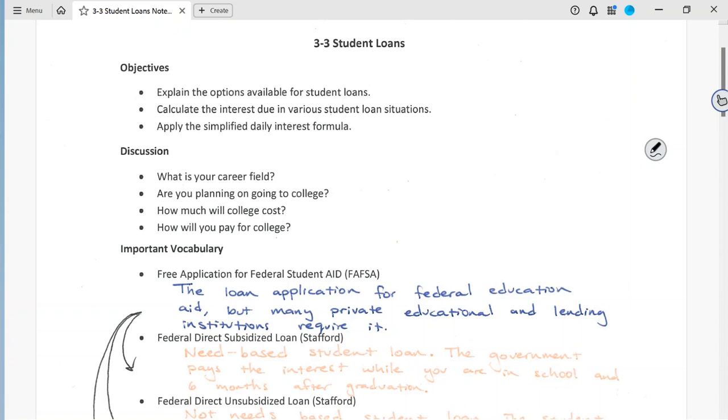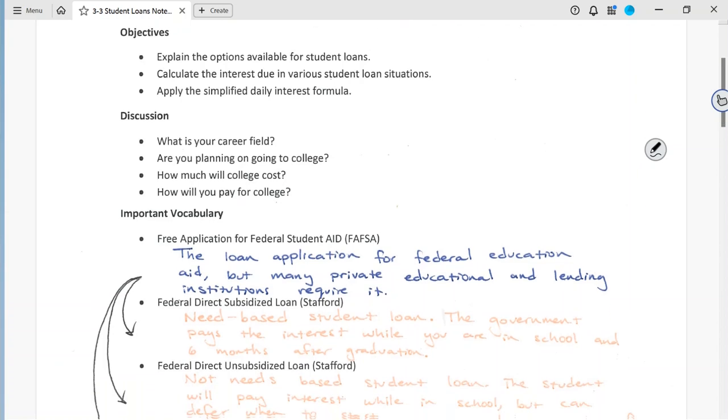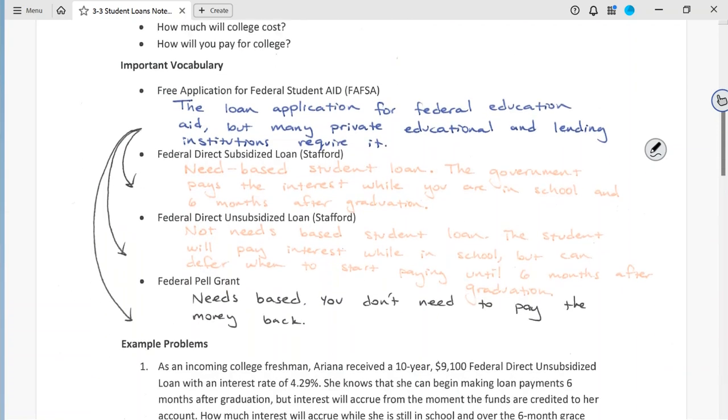Okay? If we were in class, we would have a discussion about what's your career field that you're looking at. Are you planning on going to college? How much will college cost? And how will you pay for that college? I would never discourage someone from going to college, but I would always encourage students to think about how much college will cost and at least factor into your choice of where to go to college is how much that education will cost. Okay? Now, some important vocabulary for us in this section.